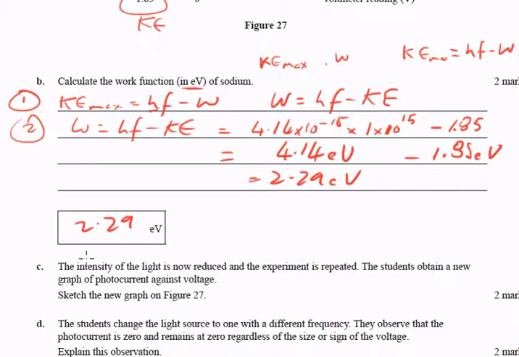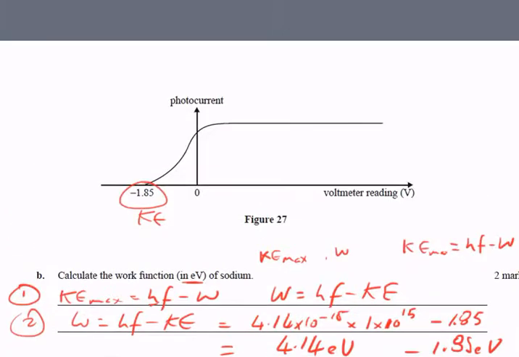The intensity, which means the brightness of the light, is now reduced and the experiment's repeated. The students obtain a new graph of photocurrent versus voltage. Sketch that new graph in figure 27. Alright, if there's less brightness, that means there's less photons, and one electron absorbs one photon. So if there's less photons, there's less electrons.